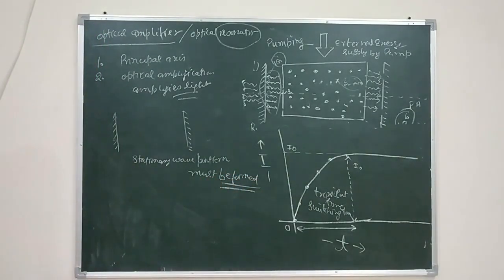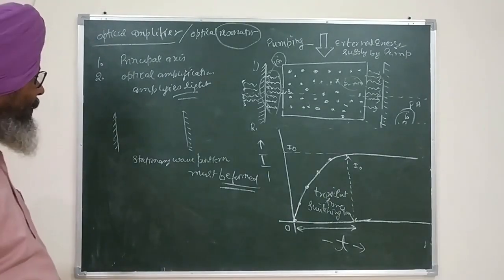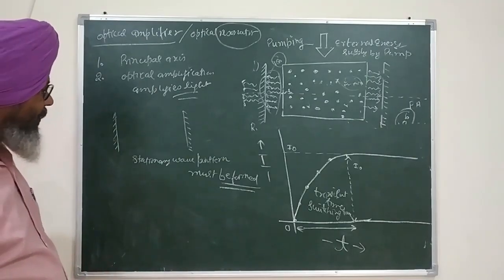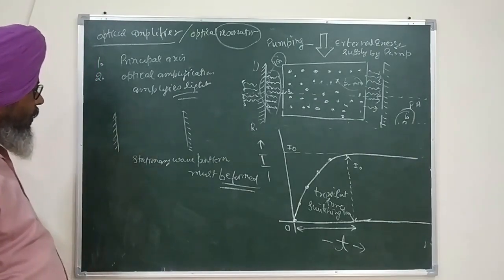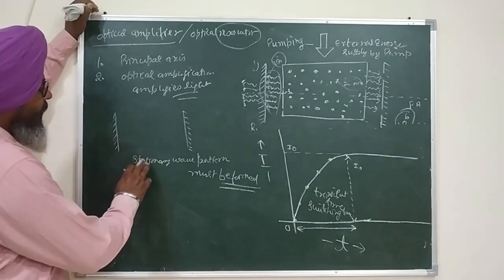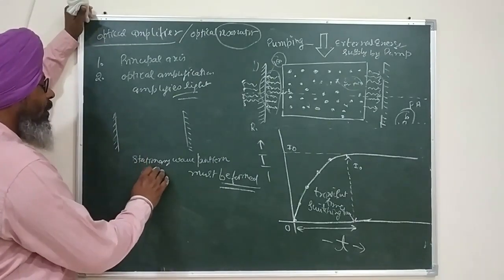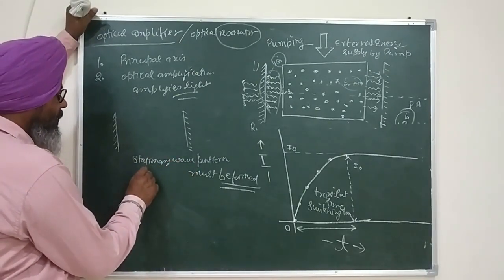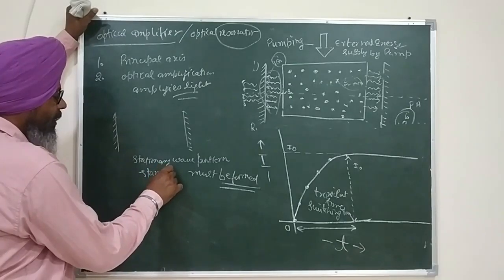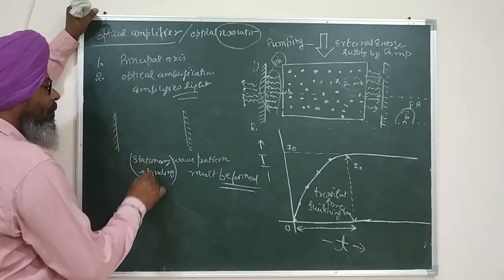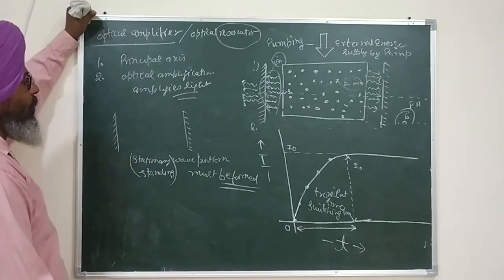Why? I will not go into that detail. I have already told you the limitation under which I am delivering this lecture. So kindly remember, it is necessary to have a stationary or standing wave. Stationary waves are also called standing waves, or a standing wave pattern, to be formed between the two mirrors.